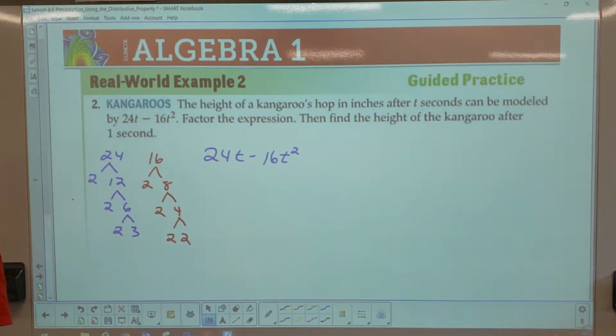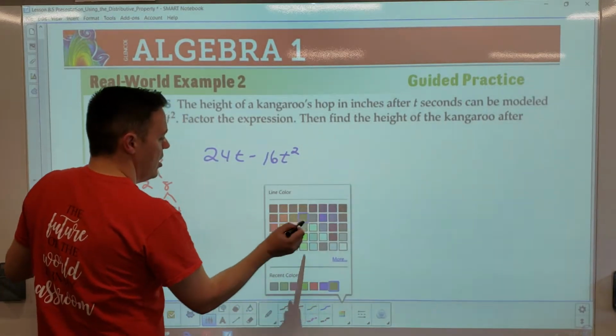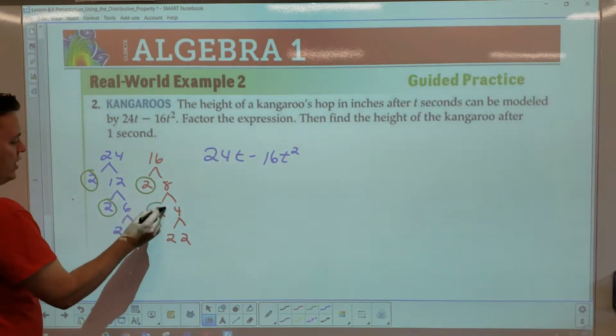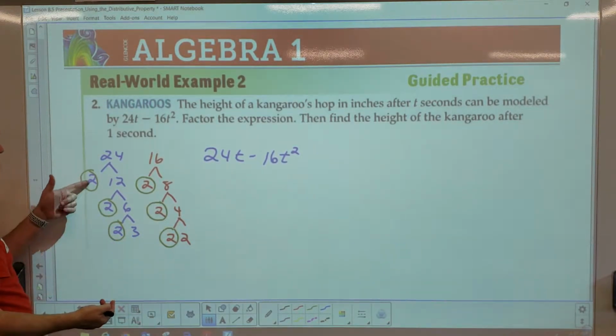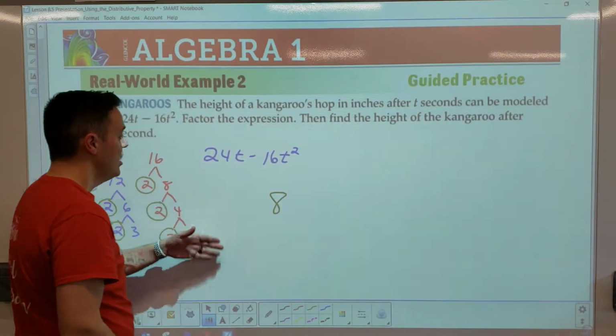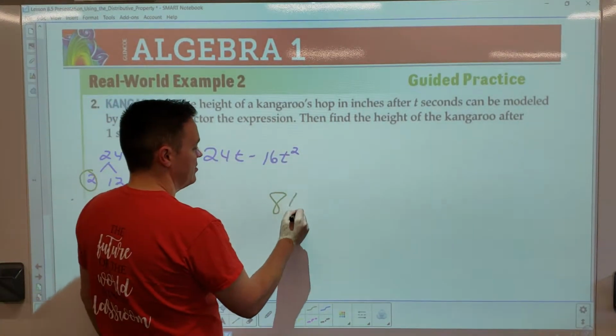So what is the greatest common factor that they share? Okay, and in this example here, they both share this 2, and they share this 2. And then after that, it's a 3 and a 2, so they don't share. 2 times 2 times 2 is actually 8. So we can factor out an 8 from here. And we can also factor out the letter T.